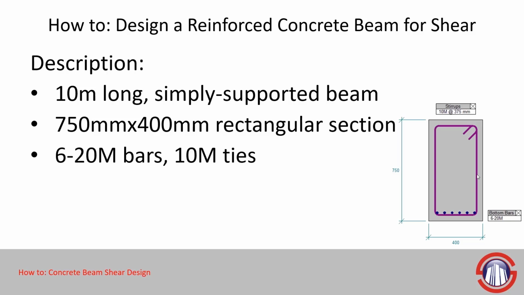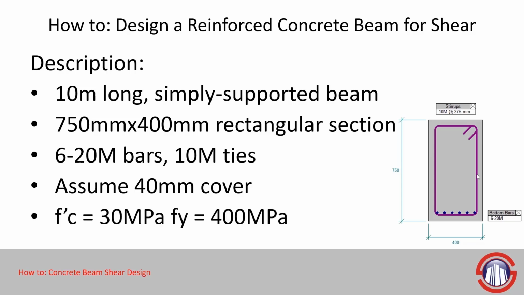In terms of reinforcement, for the flexural bars, we have 6 20M longitudinal bars, although we're not really concerning ourselves with the flexural rebar design. And for shear reinforcement, we have 10M ties. We're going to assume that we have 40 millimeters of concrete cover over our steel, and our concrete strength is 30 MPa, and our steel yield strength is 400 MPa.